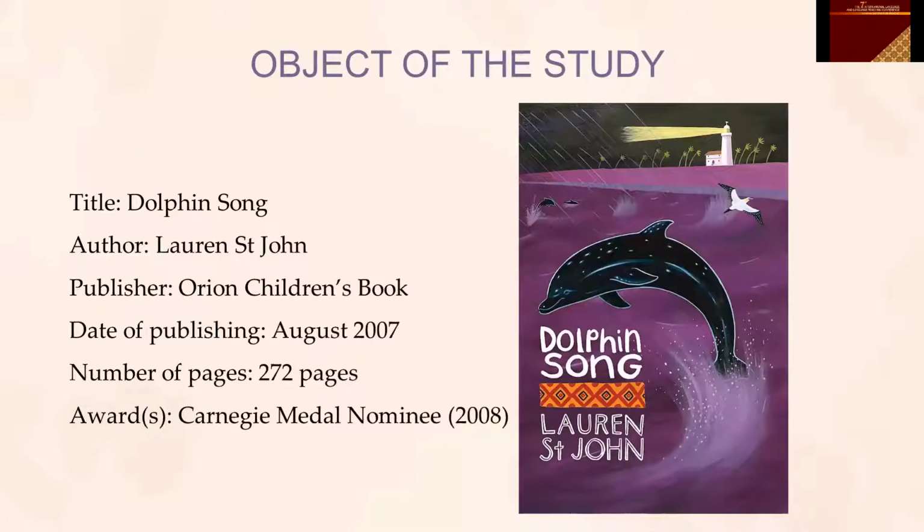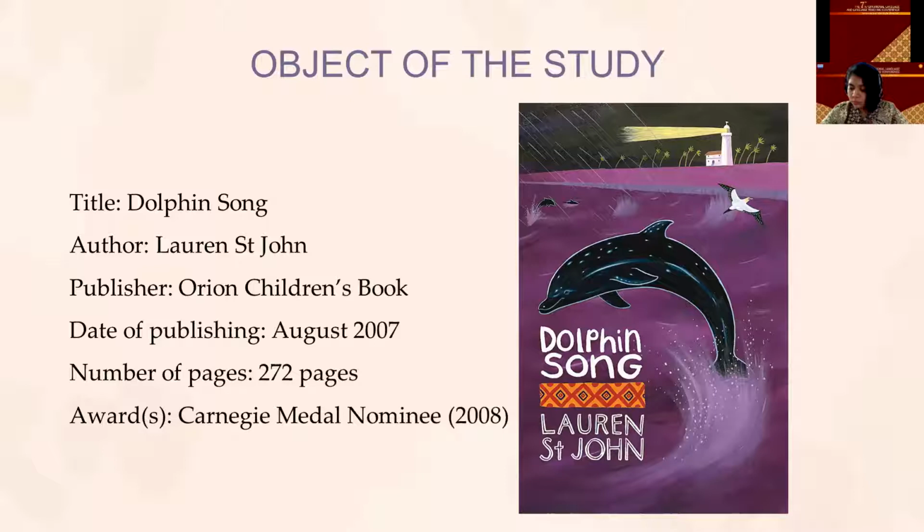Here we use a novel from Lawrence and John entitled Dolphin Song, and as you can see from the cover as well, we might notice that the main issue probably will be about dolphins. So in this novel, the author introduces an issue about sonar test, and maybe some of us do not know that sonar test is dangerous for marine mammals.